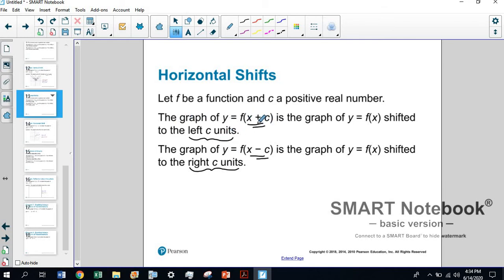If I add c to an x, that means I'm adding something to the domain, which means I need less x to start with to get the same thing out. If I need less x, that's to the left. Here, if I'm subtracting c from x, I need more x to start with so I can balance out the subtraction. More x is to the right. That's why it looks like it's kind of being shifted backwards, but it's really not. It's just you have to understand what's happening.